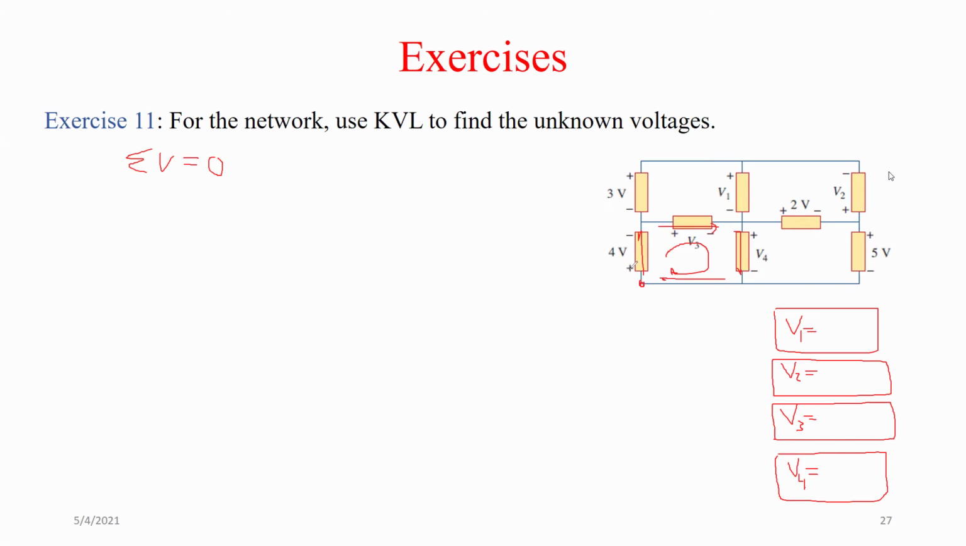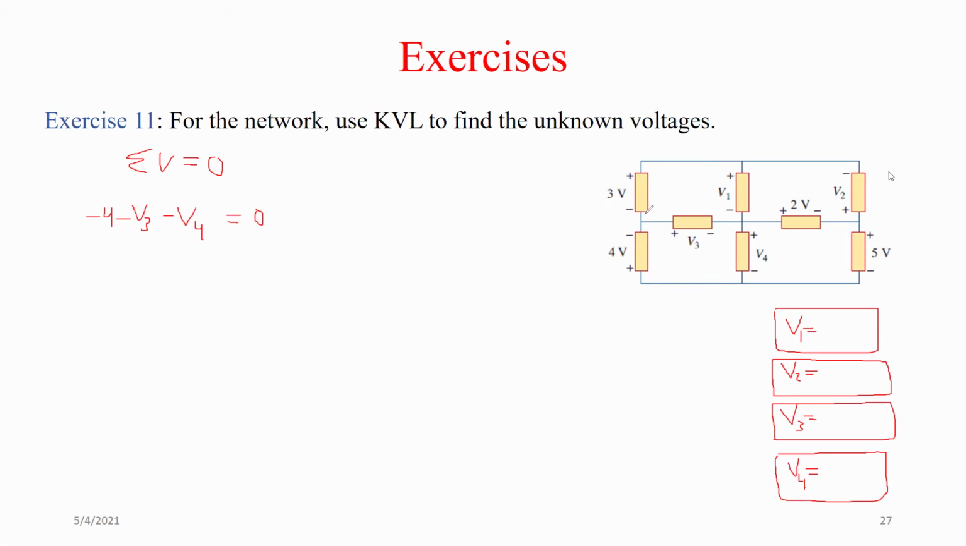So here, going from positive to negative, it's minus 4 volt. It's negative to me, I'm losing. From positive to negative, I'm losing V3. Then from positive to negative, I'm losing V4 equal to 0. Do the second loop. This is equation, first equation.